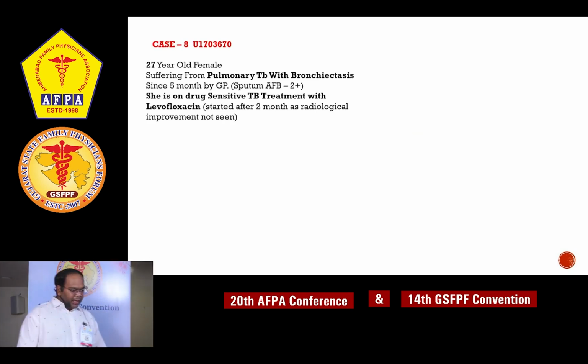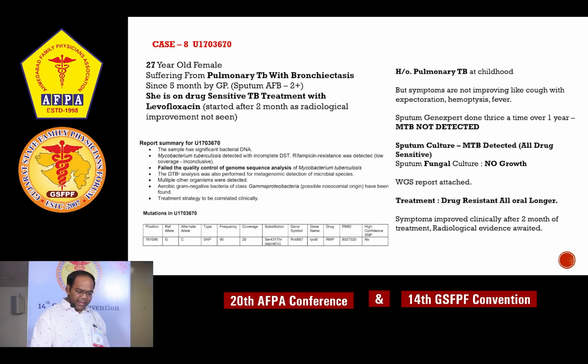The 27-year-old female suffering from pulmonary TB with bronchiectasis. Since 5 months, she is taking treatment by the general practitioner for sputum-sensitive tuberculosis with levofloxacin. After the end of 2 months, no radiological improvement was found. There is a history of TB in childhood. The GeneXpert suggests Mycobacterium TB detected, and the culture is detected as Mycobacterium TB with all drug-sensitive TB. Fungal culture, no growth. The WGS report attests that Mycobacterium tuberculosis is detected with incomplete DST, rifampicin resistant detected. So this is a case of drug-resistant tuberculosis and she was sent for all oral longer treatment.